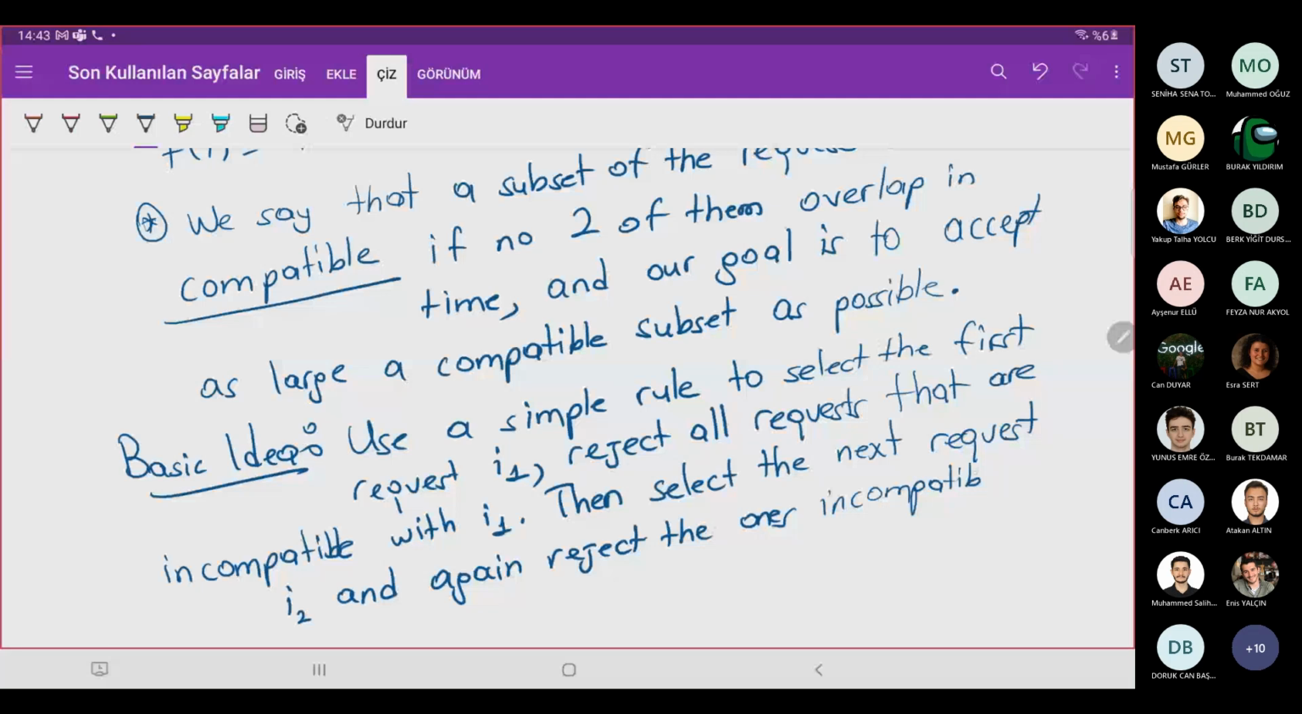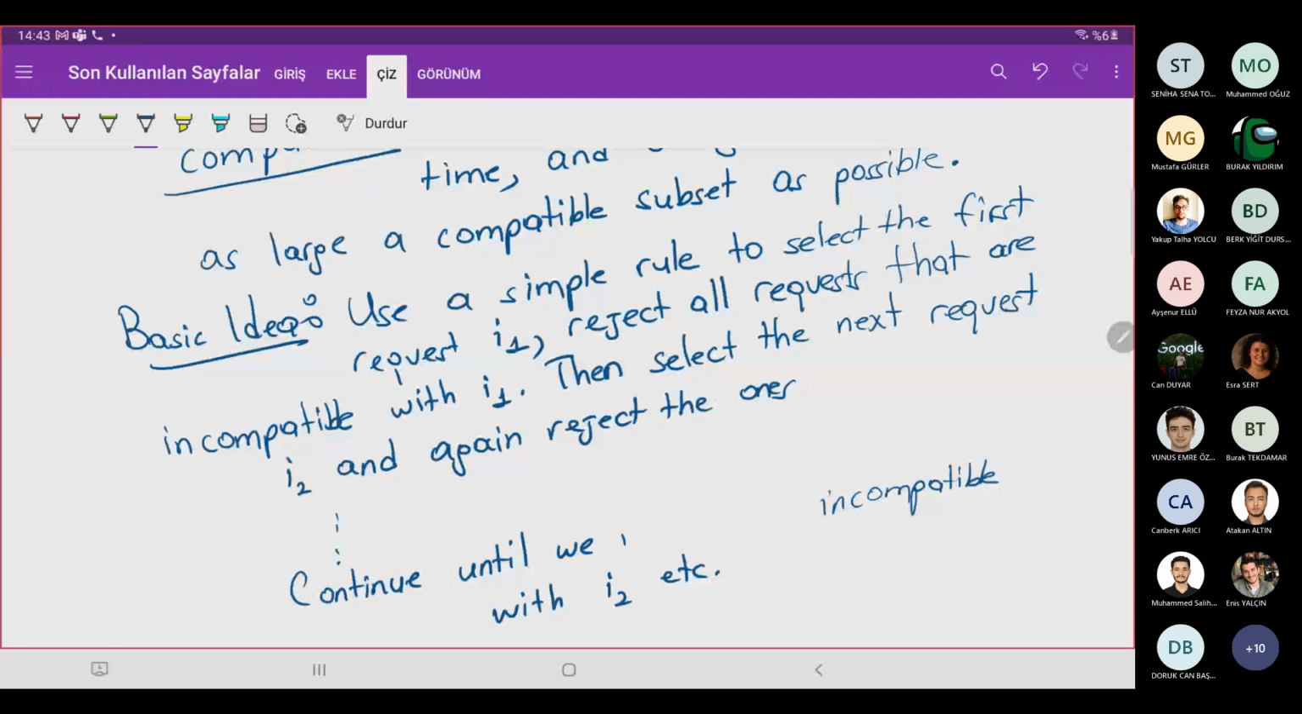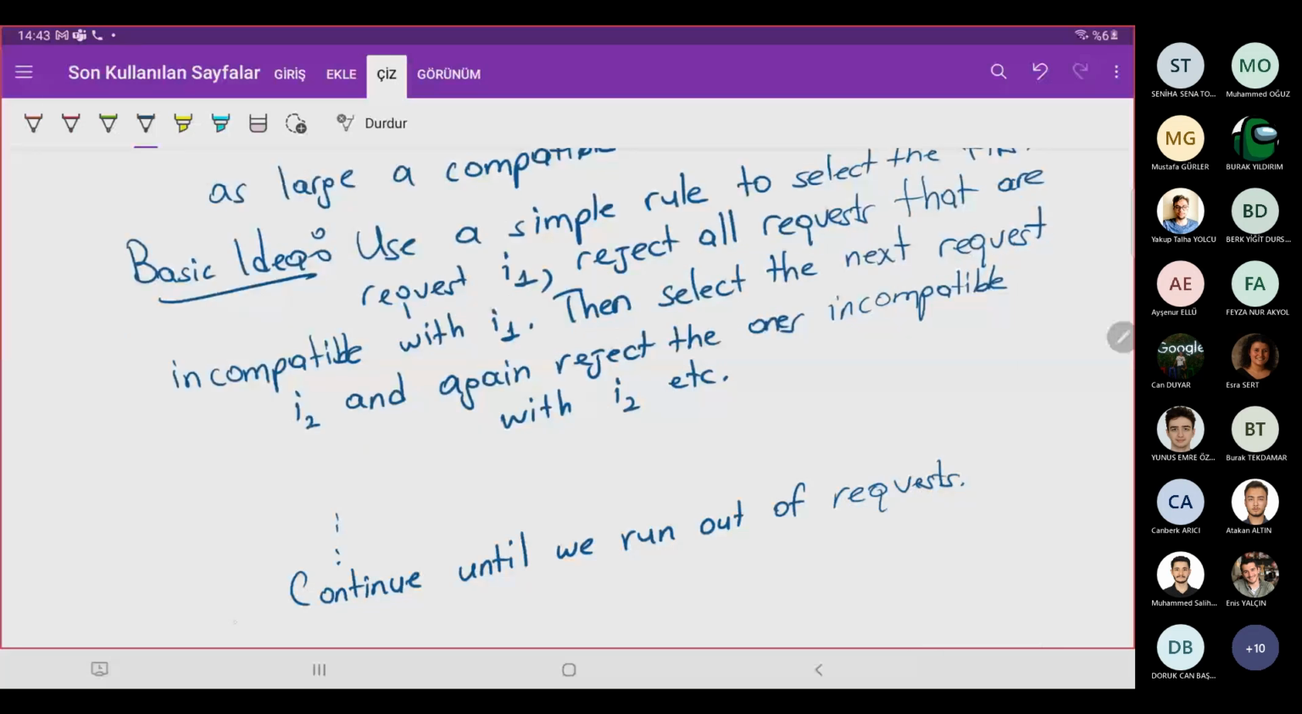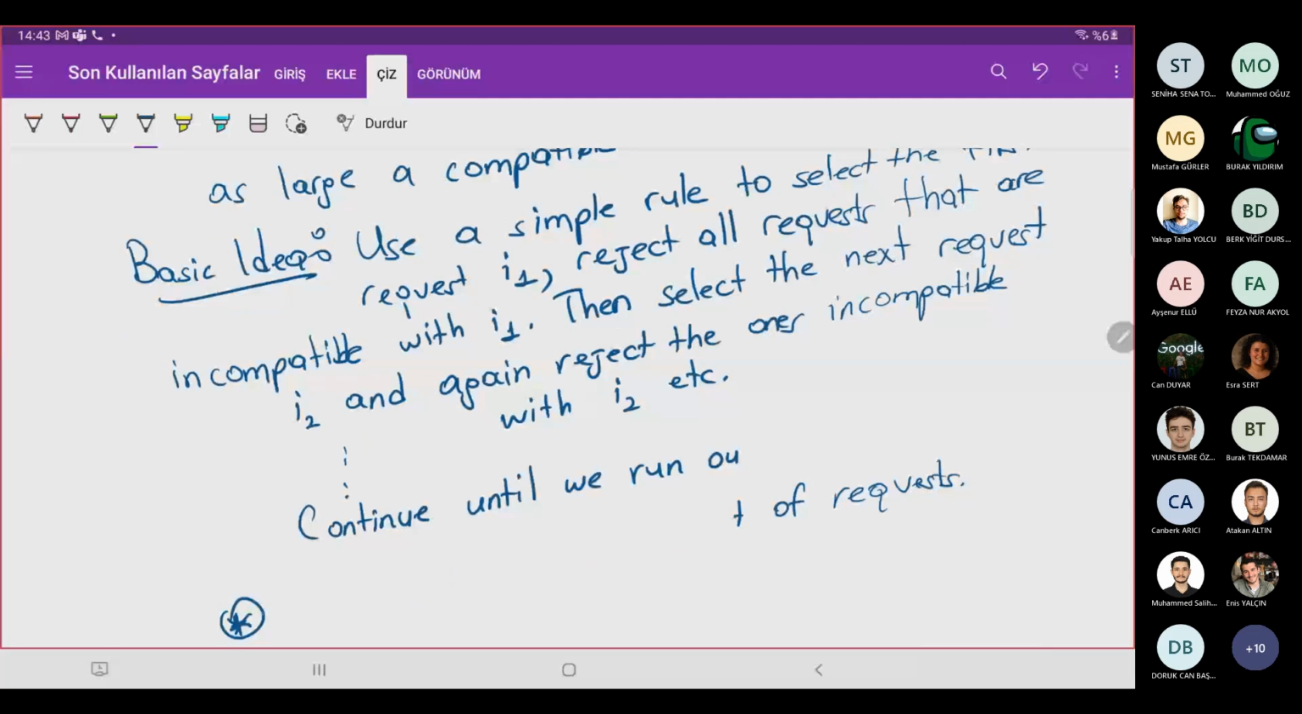Continue until we run out of requests. Okay. So I hope you got the basic idea. So the question here is, which simple rule should we use?